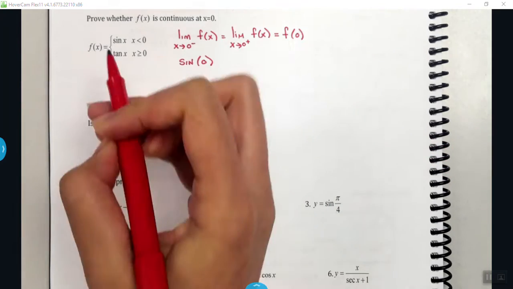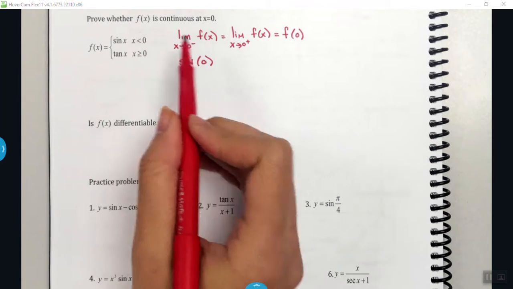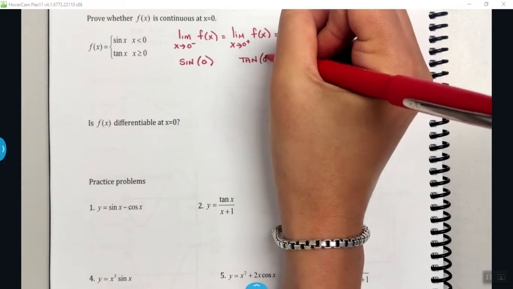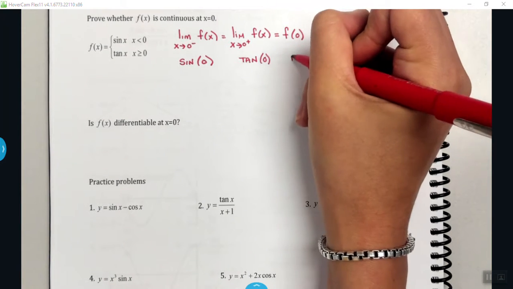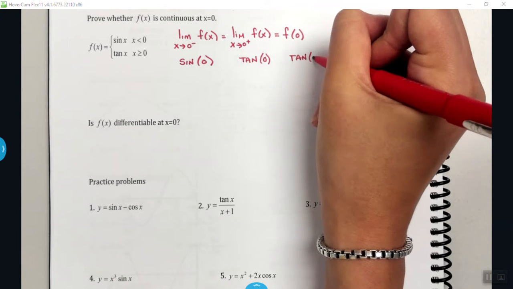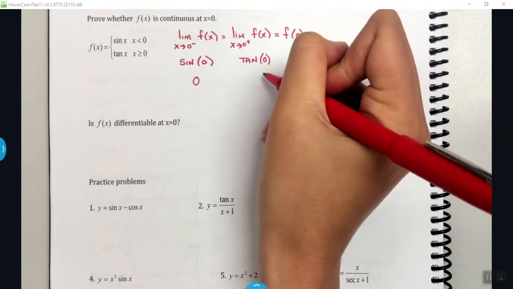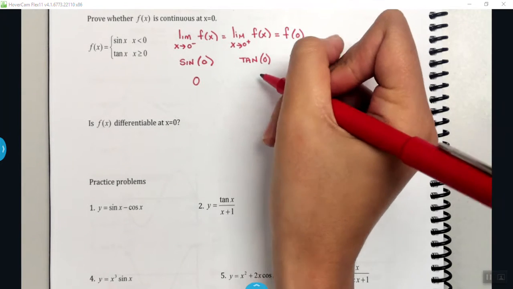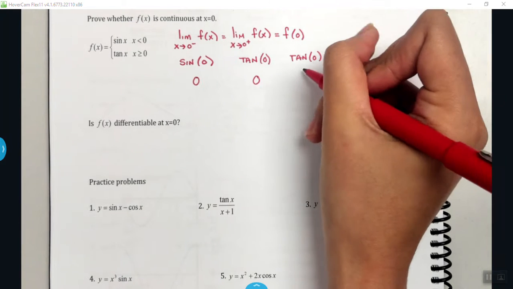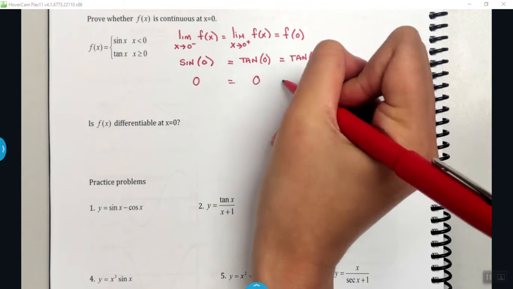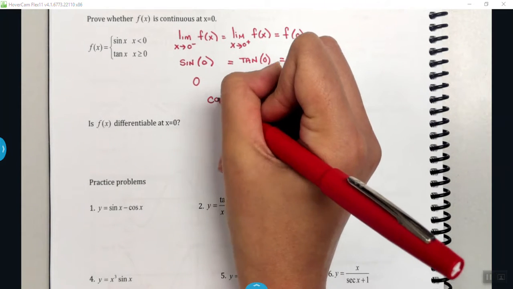That's sine 0, because this is the left one. This one's tangent 0. Do they equal? Sine of 0 is 0. Tangent of 0 is also 0. Equals, equals, equals. Continuous.